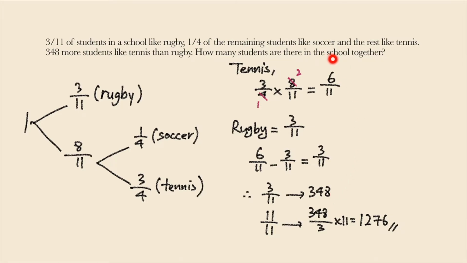How many are there in the school altogether? Well, we are looking for a total of 11 units. 11 units being the total. So if 3U is 348, what's 1U? Divide by 3. But we want 11U. So we're going to multiply by 11, and the answer is 1276.